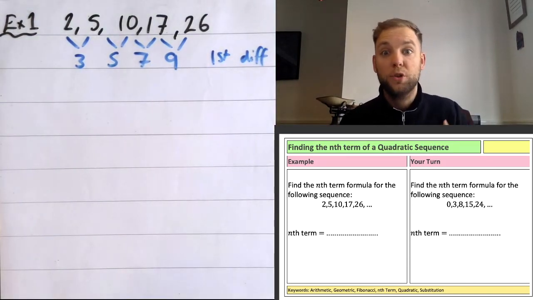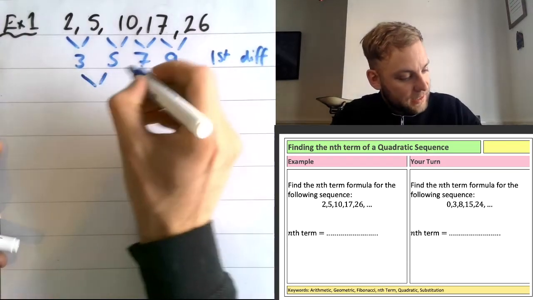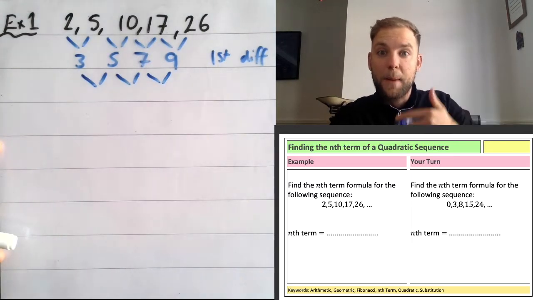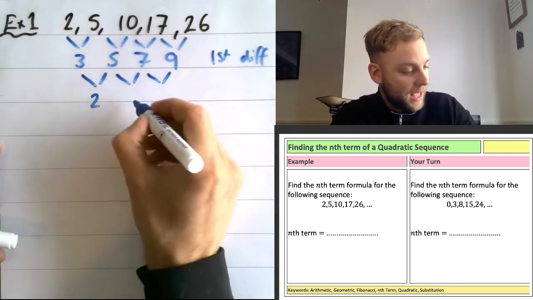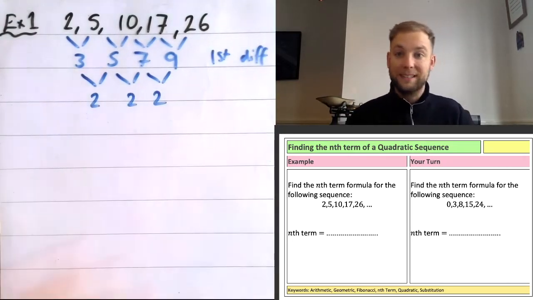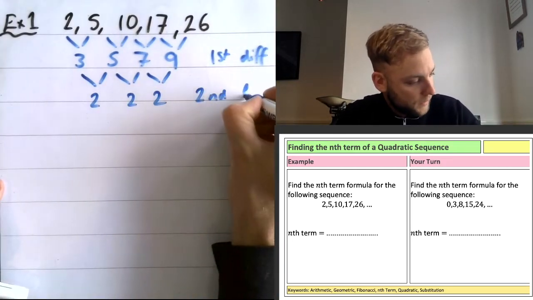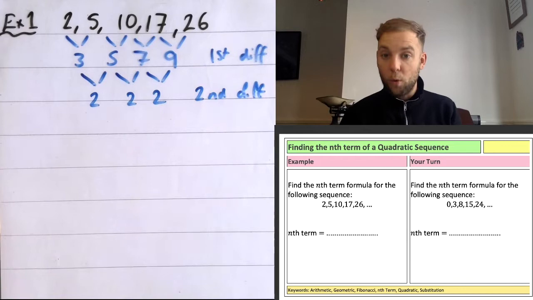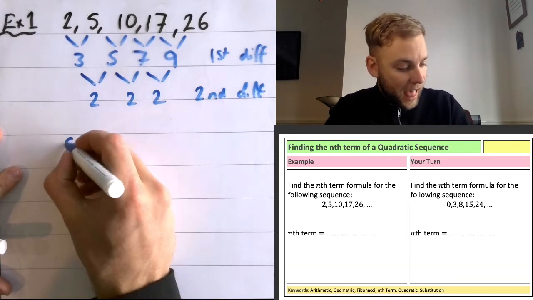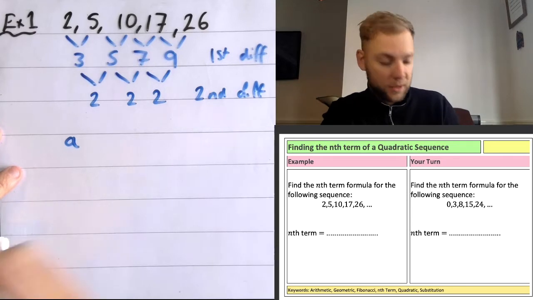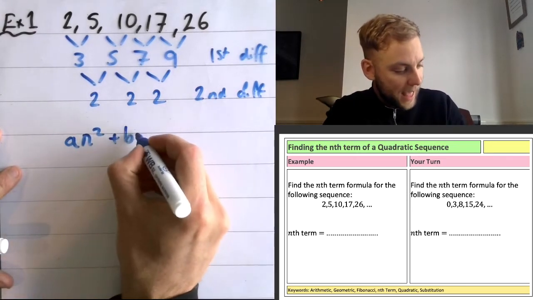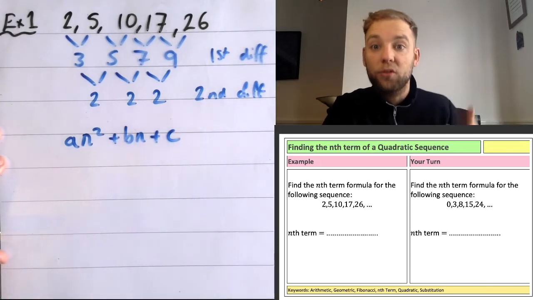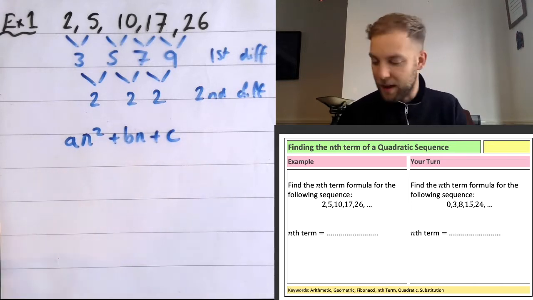So what we need to do when we're doing a quadratic sequence is find the second difference. Again we just find the amount it's going up by here. From there it's 2, here it's 2, and here it's 2. Brilliant, so my second difference is 2. Now, quadratics are always in the format an squared plus bn plus c. Okay, so this is the format that they come in.